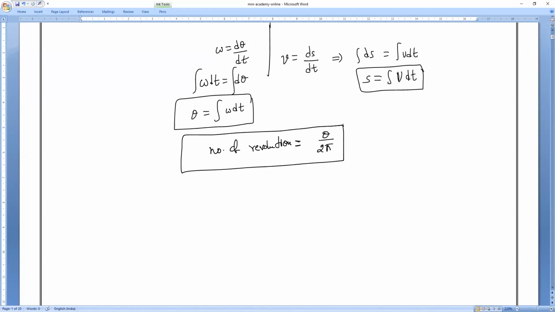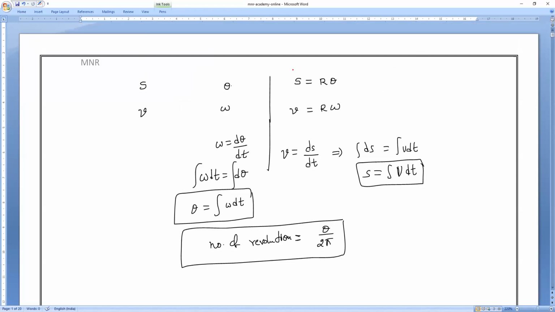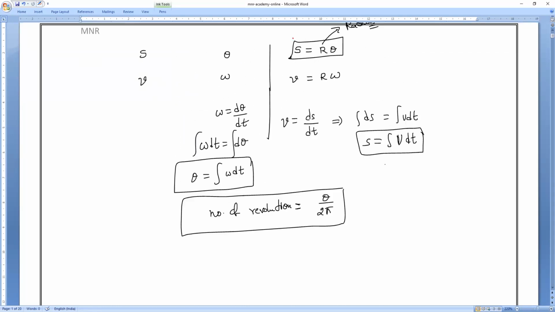Once again, angular displacement is theta, linear displacement is s, linear velocity is v, and angular velocity is omega. The relationship between linear displacement and angular displacement is s equals r theta. What do you mean by r, everybody? Radius. Clear, everyone? Today's class we are going to study the remaining terminologies.